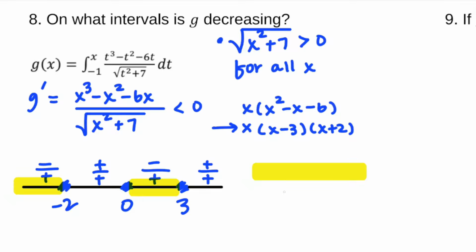And so it's kind of got two answers. I'm going to say x is less than negative 2. Whoops, I forgot. It doesn't like blue. And 0 to 3.